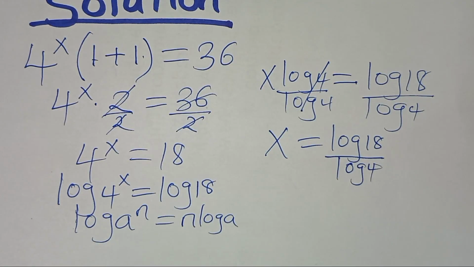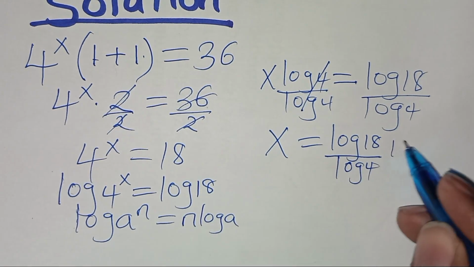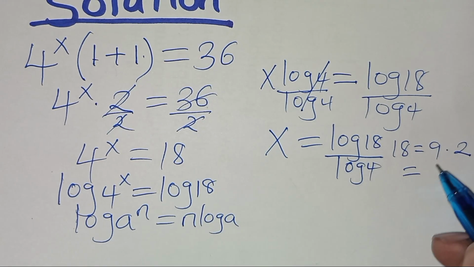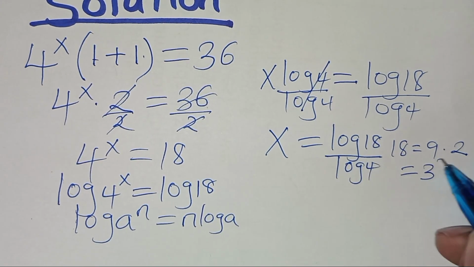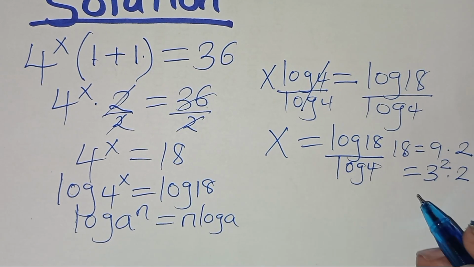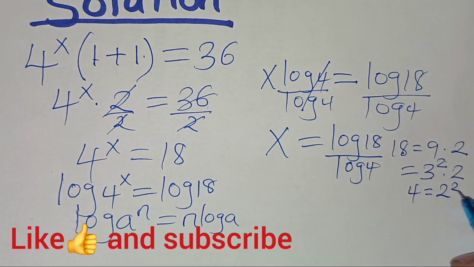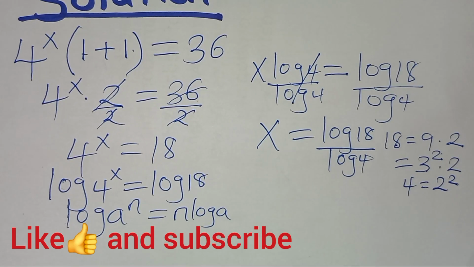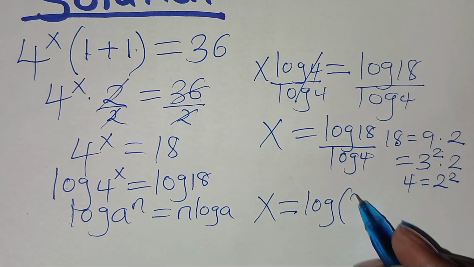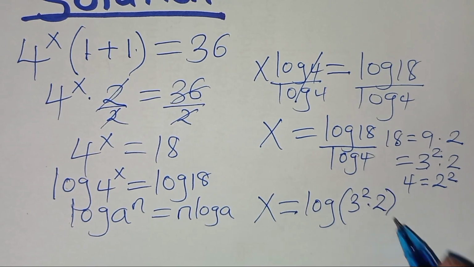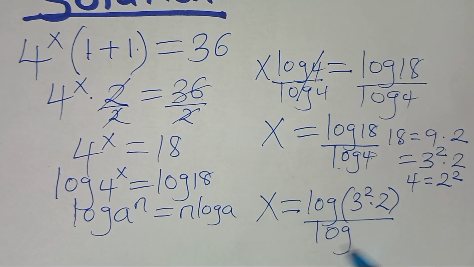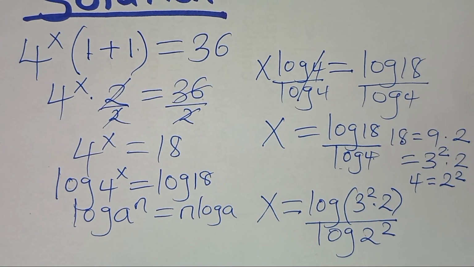So the next phase here, we can express 18 as 9 multiplied by 2, of which you can express 9 as 3 to power 2. So 18 is the same thing as 3 to power 2 times 2. And then we can express 4 as 2 to power 2. So let's substitute all this. So x here is equal to log 3 to power 2 times 2 divided by log 4, which is log 2 to power 2. So let's proceed from here.